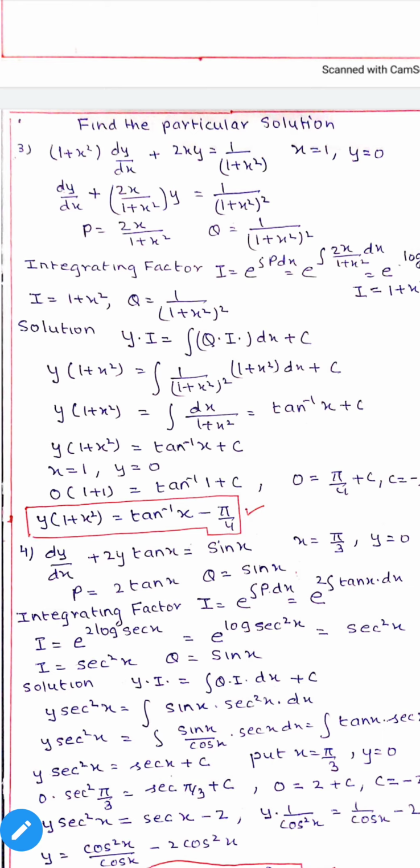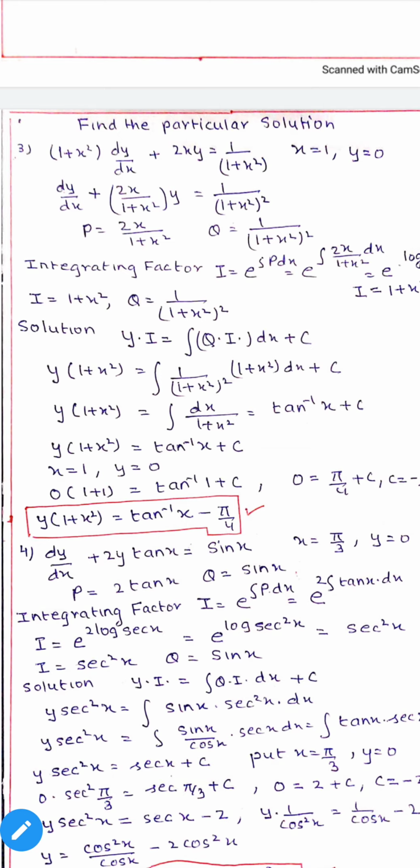dy by dx plus 2x upon 1 plus x square y is equal to 1 upon 1 plus x square whole square. P is 2x upon 1 plus x square. Q is equal to 1 upon 1 plus x square whole square.